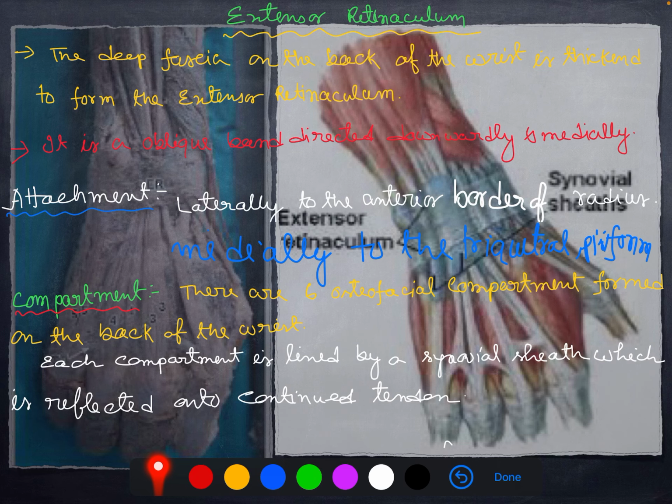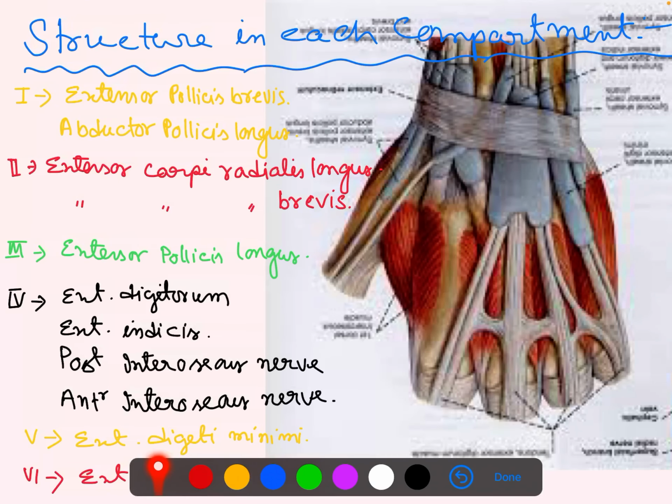There are 6 compartments. Each compartment is lined with a synovial membrane. This synovial sheath we can see on the contained tendon. The structures in each compartment.